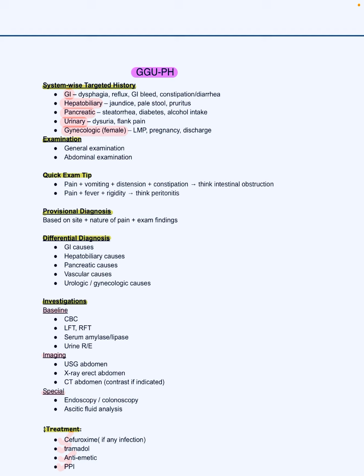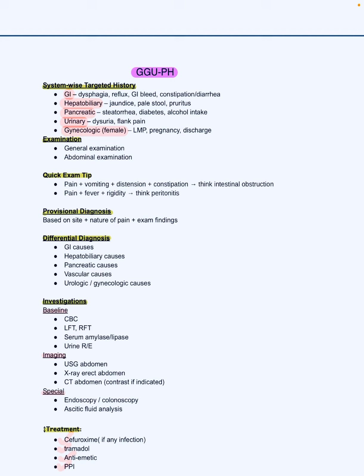Urinary system: dysuria, flank pain. Always consider renal colic or urinary tract infection. And gynecological history in case of female. We should ask about last menstrual period, possibility of pregnancy, and any vaginal discharge. Never forget gynecological causes of abdominal pain. So the mnemonic is GGUPAs.